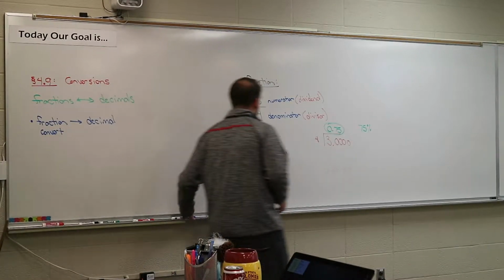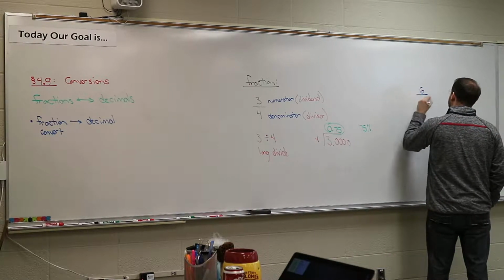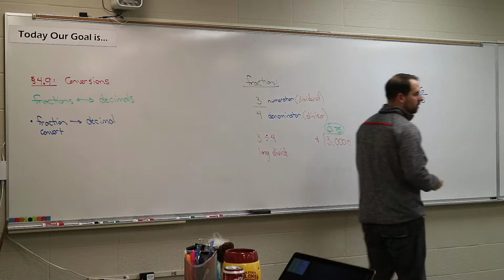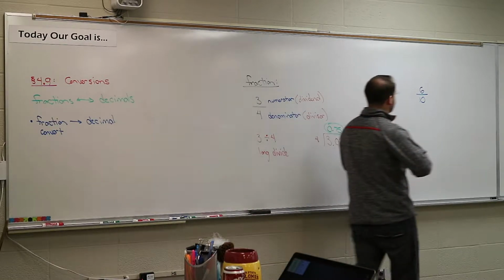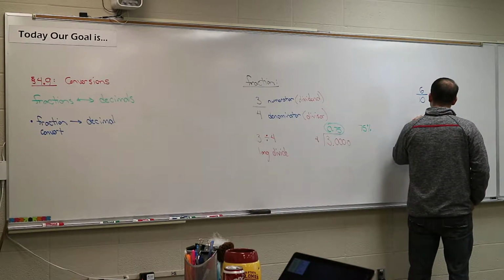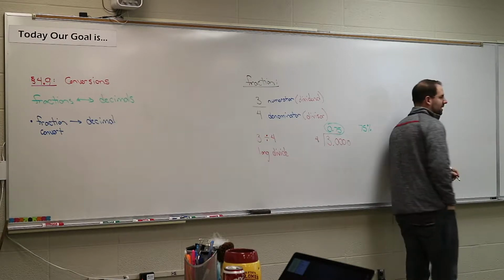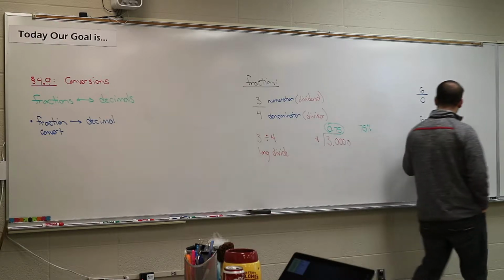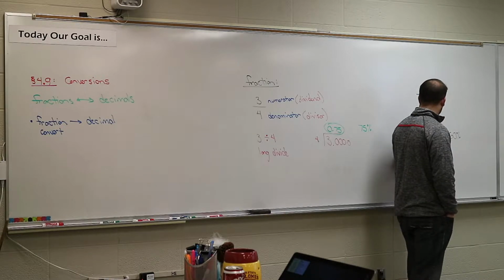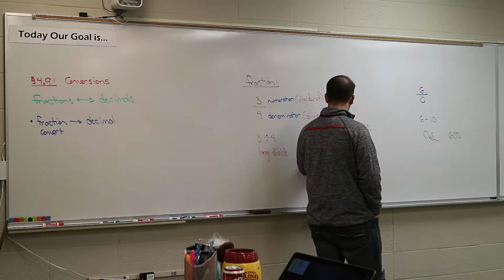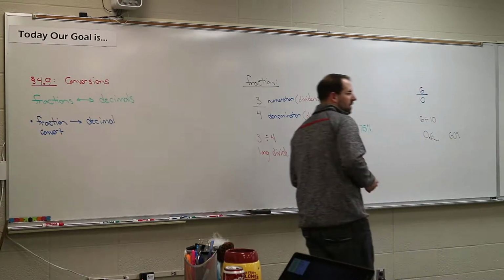Let's do another one here. Let's go with 6 over 10. Again, the numerator and denominator, you type it in your calculator. 6 divided by 10. We should have known that one without a calculator. It's 0.6. That represents 60%. Why is it 60%? You move the decimal over 2 spots, and that gives you your percent. So it's 60%. Does that make sense on the decimal idea?